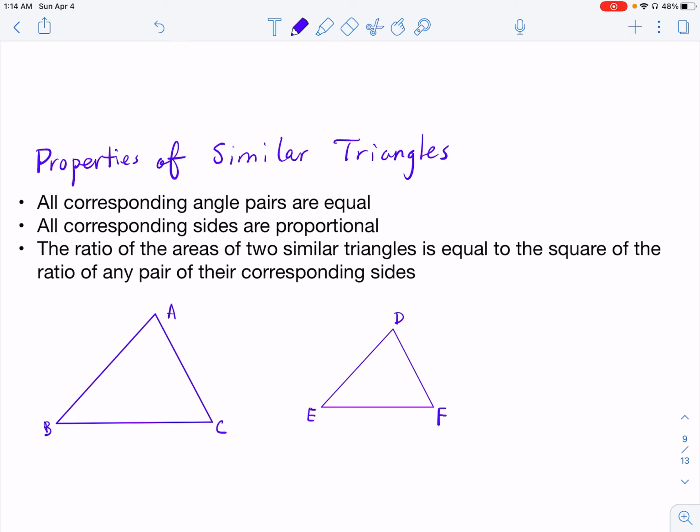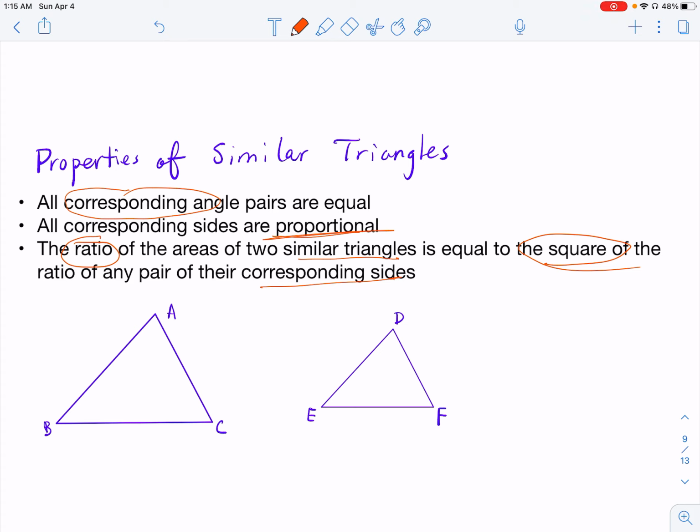So if two triangles are similar, then we have the following three properties. The first one is that corresponding angles are equal to each other. The other one is that corresponding sides are proportional. And the other one is about the area: the ratio of the areas of two similar triangles equals the square of the ratio of the corresponding sides. So the key word here is corresponding. We need to find out which one is corresponding.